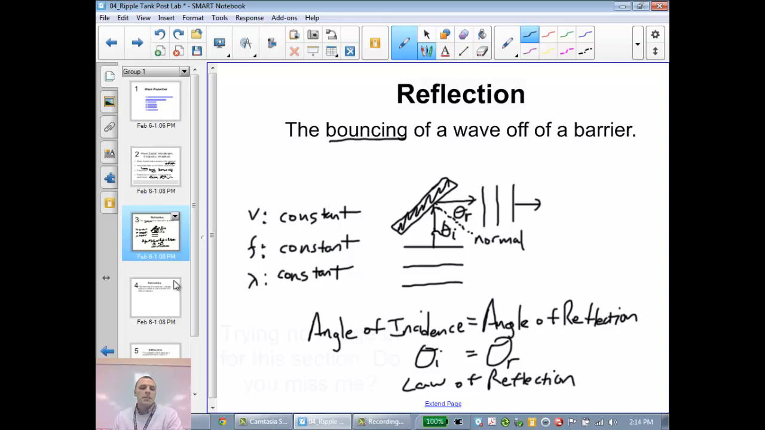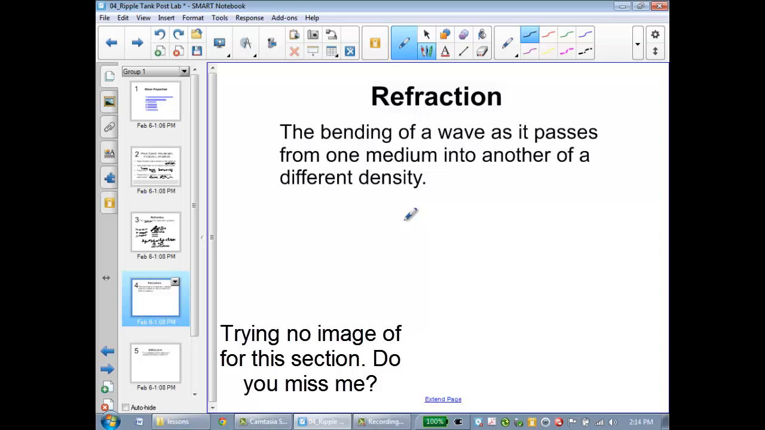The second biggest property in the lab is refraction. Refraction is the bending of a wave as it passes from one medium into another of a different density.